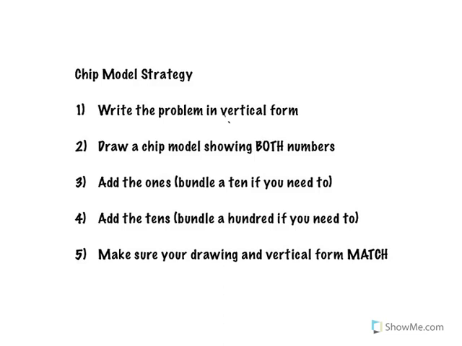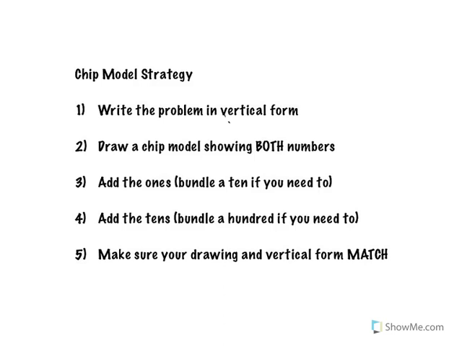First, we write the problem in vertical form. After that, we draw a chip model. Since we are adding, we will show both numbers. Then we're going to add the ones, and we'll look and see if we need to bundle a 10. After that, we'll add the tens, and we'll see if we need to bundle 100. And then finally, we're going to check carefully to make sure that our drawing and our vertical form match.